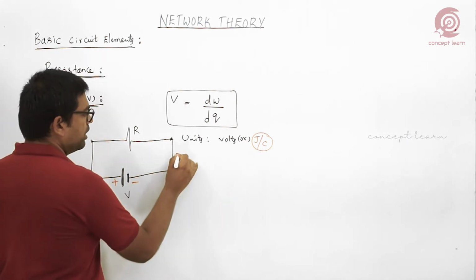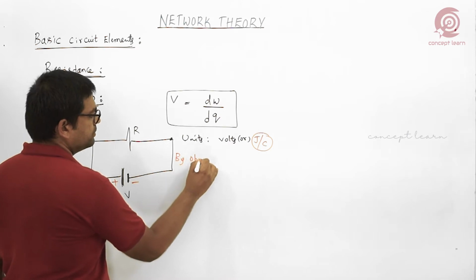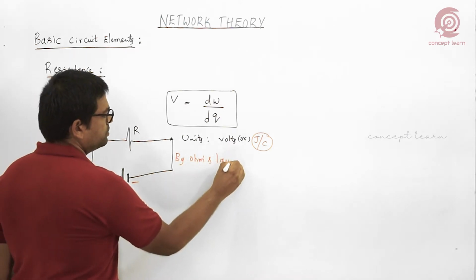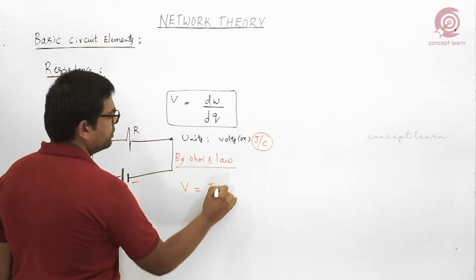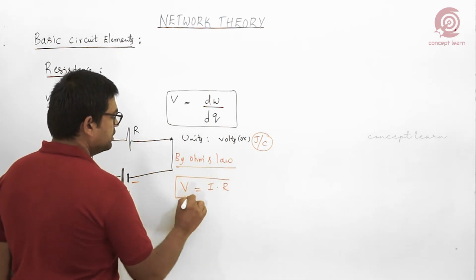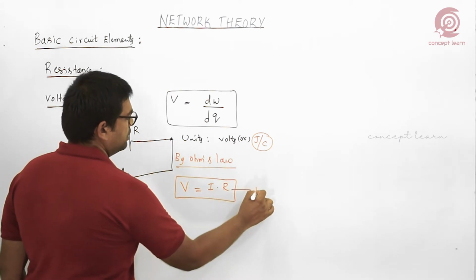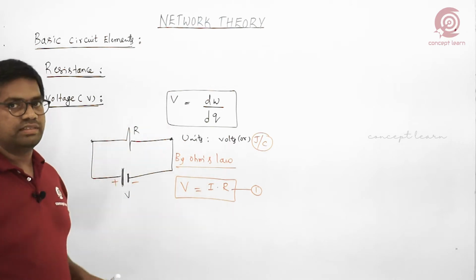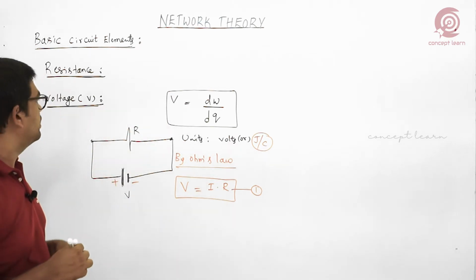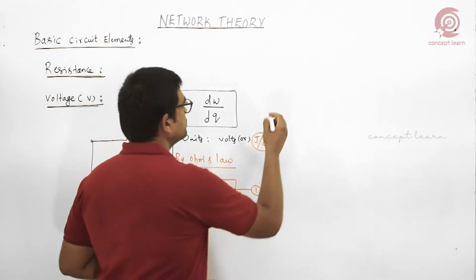Now by Ohm's law, what can we write from here? Voltage is V is equal to I into R. This is one of the different forms of Ohm's law, and this is the basic definition. Next, we go with current.